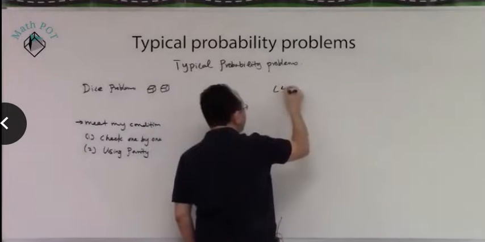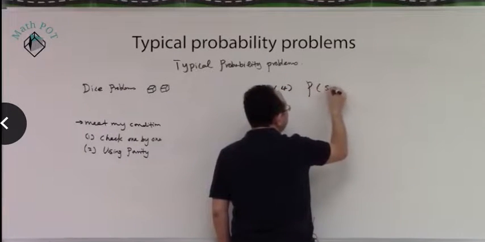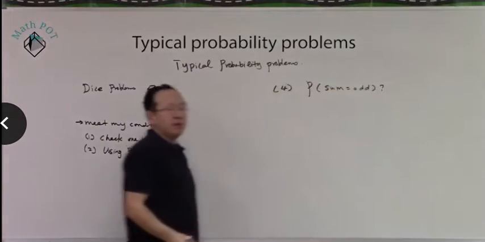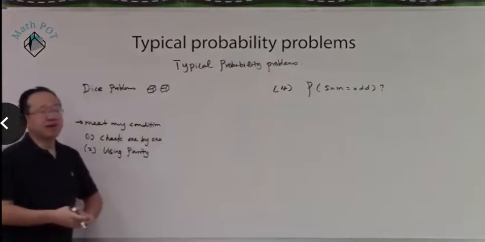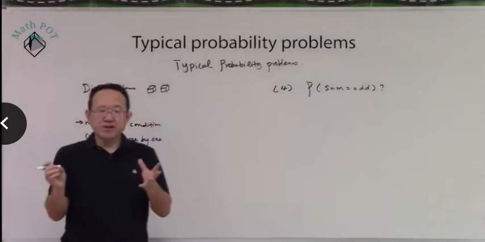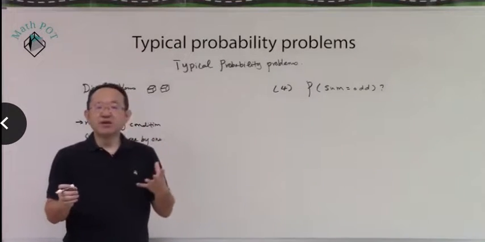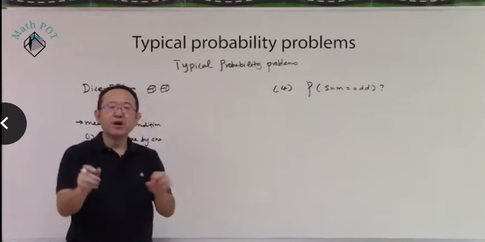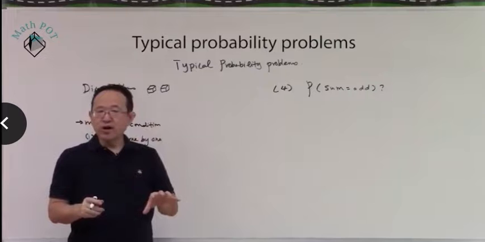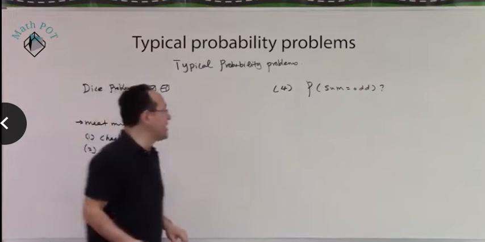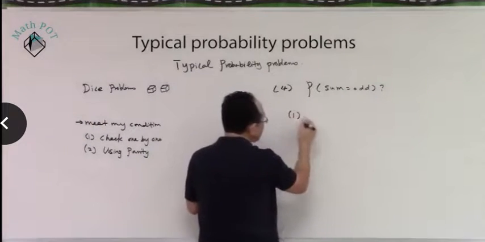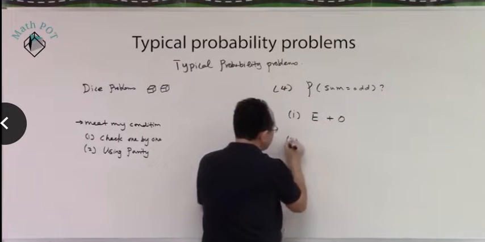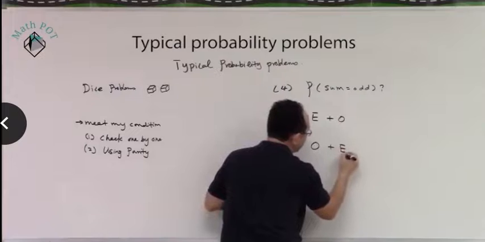So next one, let's figure out the probability that the sum is an odd number. Clearly, we still want to use parity to solve this problem. To figure out the minimum condition, we need an odd sum. It could be first an even number plus an odd number, or the first one is an odd number plus an even number. So clearly we have 2 case work: even plus odd, and odd plus even.